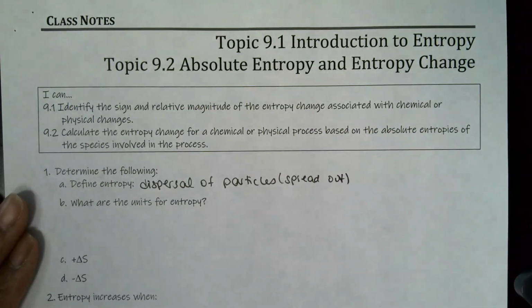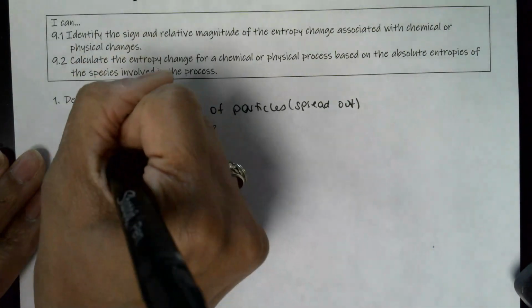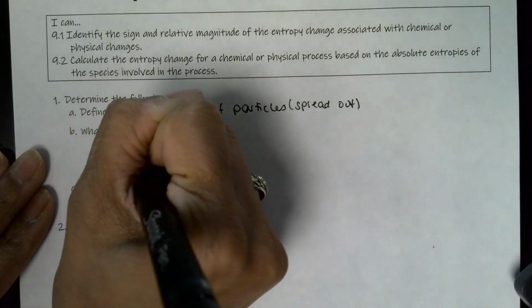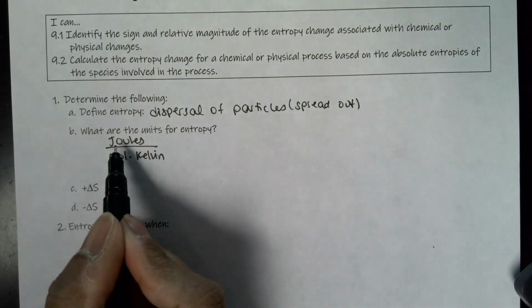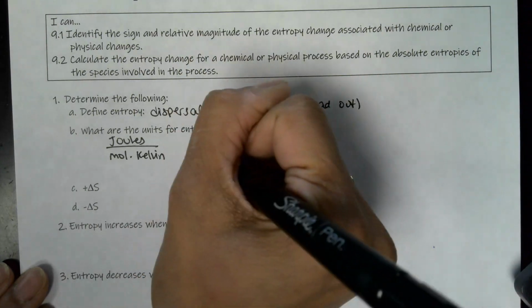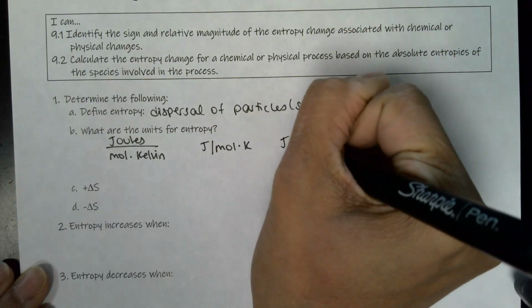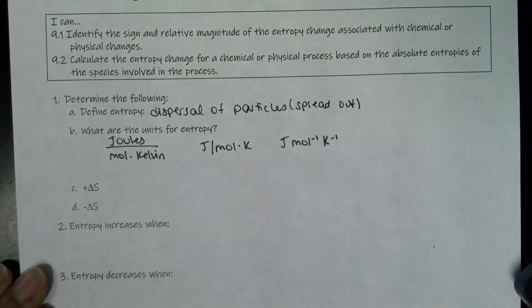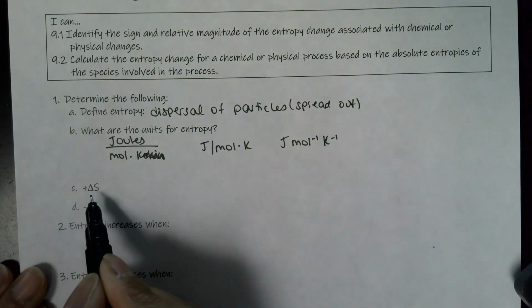With entropy, our units are going to be joules per mole times Kelvin. A lot of times we'll deal with kilojoules, so you've got to convert between joules and kilojoules. You might also see this as joules per mole Kelvin, or joules times moles to the -1, K to the -1. You won't see that part of it. And we use the letter S to represent entropy or dispersal.